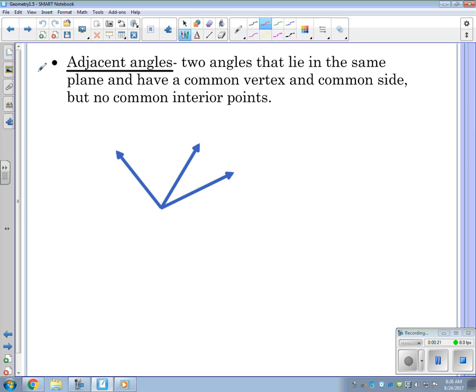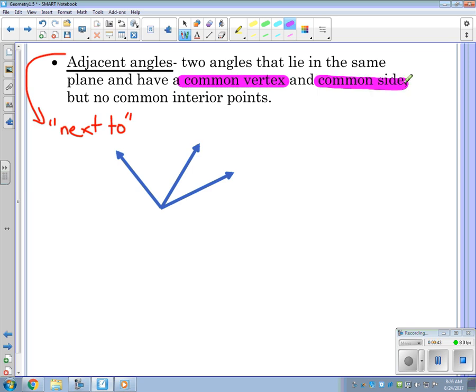And if you're not too familiar with the word adjacent, a really good way to think about it, adjacent pretty much just means next to. So if objects are adjacent to each other, we usually just think that they're next to each other. Specifically with angles, these are two angles that lie in the same plane and have a common vertex and a common side. So there are two requirements for what's common: common vertex and a common side. But no common interior points, which would imply that they don't overlap. So they're right next to each other, but they're not on top of each other.